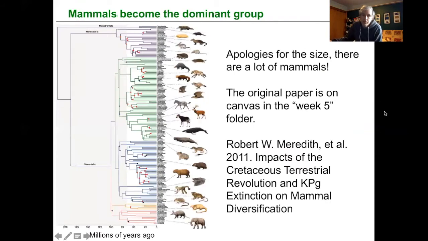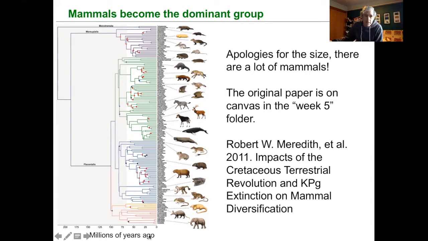And over time, not a very large amount of time at all, mammals actually become the dominant group in the fossil record. So this is our phylogeny. Apologies for the size of this image. There are an awful lot of mammals. If you want to see the original figure this paper came from, it's in the week 5 Canvas folder, and it's also in the module 9 folder on Canvas. So this is all the mammals here. We can see we've got elephants, aardvarks, possums, monkeys, bush babies, capybaras, whales, zebra, bats, all sorts of things. Everybody's in there.